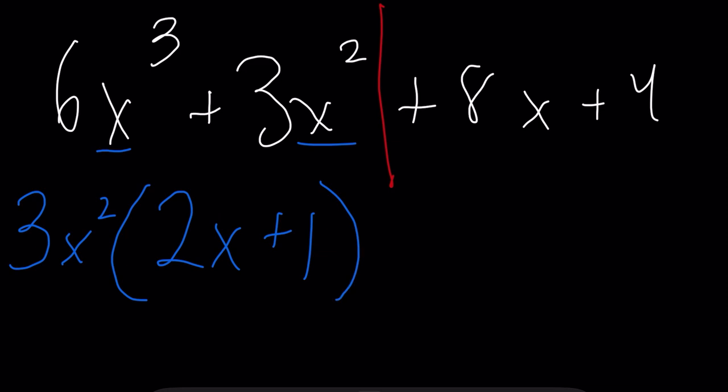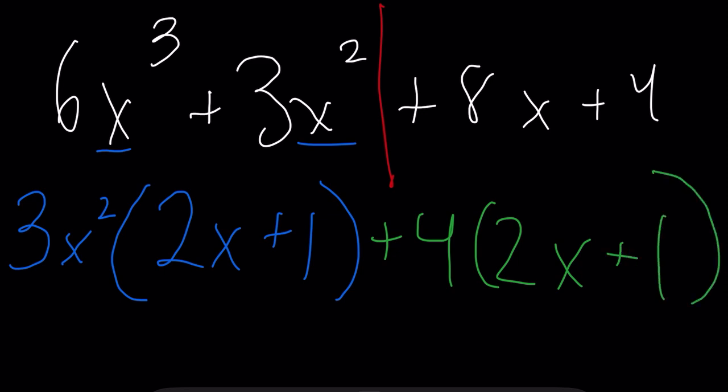Now we'll do our next group. So what's the greatest common factor between 8x and 4? Well, we can't use x since the 4 is a constant, so it doesn't have a variable. So we're going to have to use plus 4, since we can do 4 times 2, which gives us 8, and 4 times 1, which gives us 4. So what do we multiply by 4 to give us 8x? Well, 4 times 2x. What do we multiply by 4 to give us 4? Well, 4 times 1.